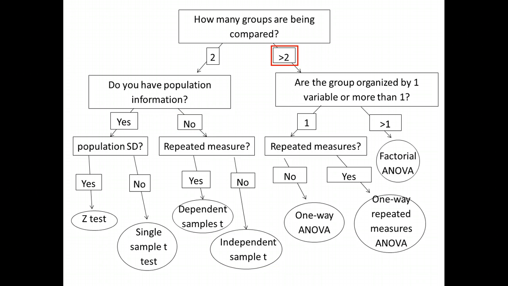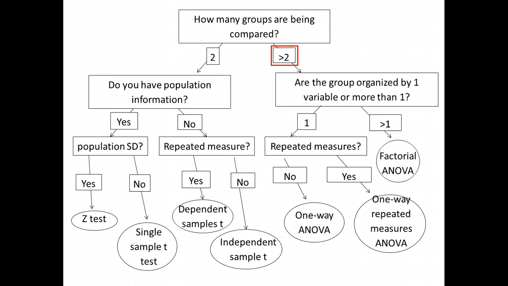If you've got more than 2 groups, then you're going to be doing some sort of ANOVA. And the next thing to figure out is, are all your groups organized by 1 variable or more than 1 variable? So I might have 4 groups, freshmen, sophomores, juniors, seniors. Those are all defined by just 1 variable, year in college. If I've got men, women, freshmen, sophomores, then those 4 groups are defined by 2 variables, gender and year in college.